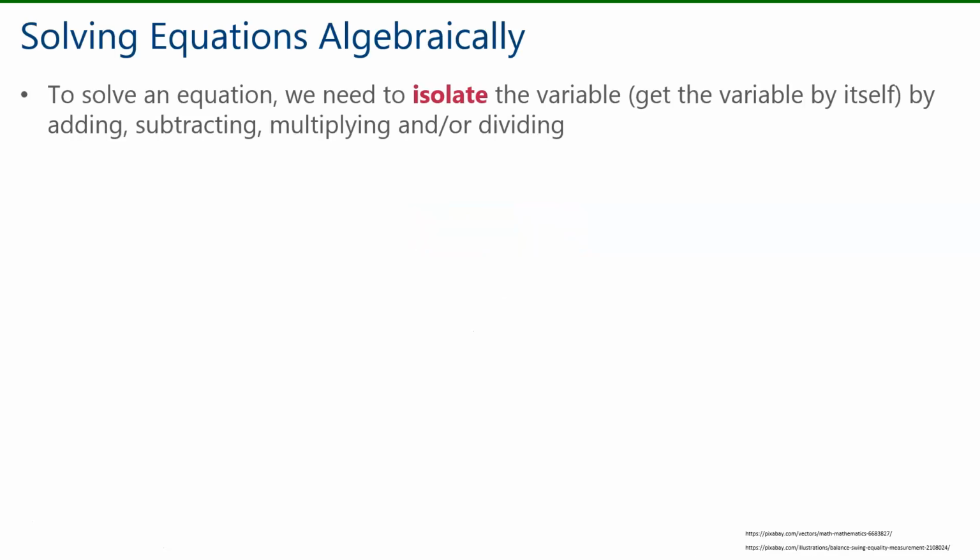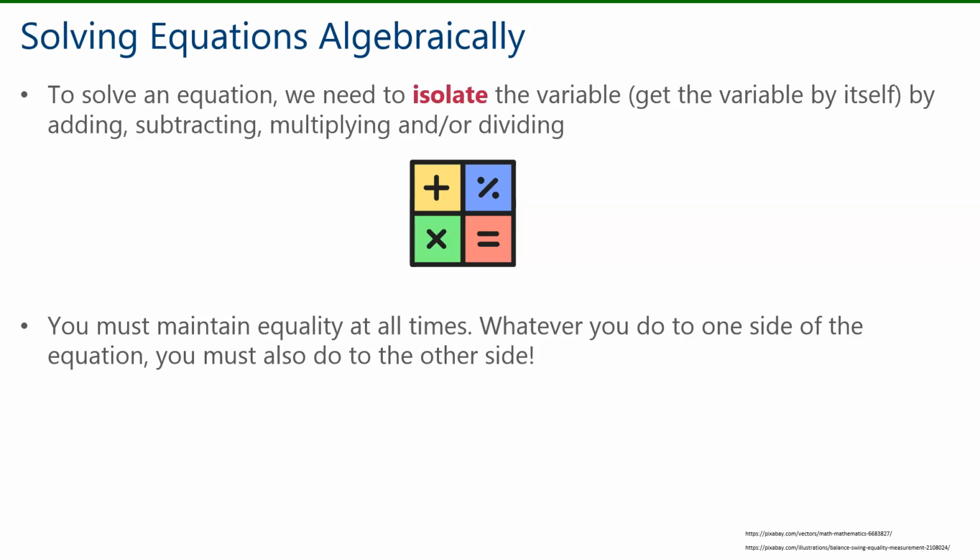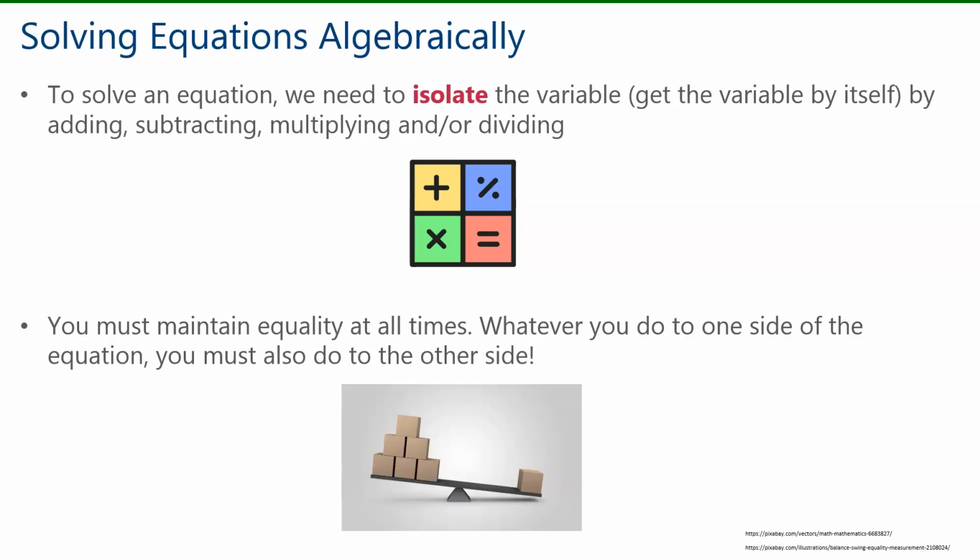So to solve an equation, we need to isolate the variable, which means get the variable by itself. We do that by adding, subtracting, multiplying, and/or dividing. And just like when we used algebra tiles or balance scales, we need to make sure that we maintain equality at all times. That means that both sides of the equation stay equal to each other. So whatever you do to one side of the equation, you must also do to the other side. Otherwise, you could get a balance scale that doesn't look very balanced.